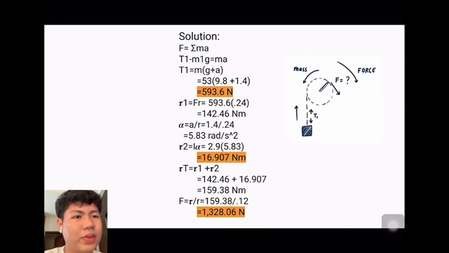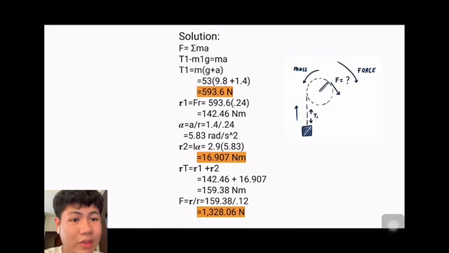So we look for the tension, and it's pretty simple, pretty straightforward. So we'll have 593.6 newtons. Then we have to convert that into torque, because that's the thing that we're trying to overcome. So we multiply that tension with the radius 0.24, which will give us 142.46 newton meters in torque. Then we convert the linear acceleration to rotational acceleration, which is our alpha. So we have 1.4 over 0.24, which is your r. That'll give you 5.83 radians per second squared.